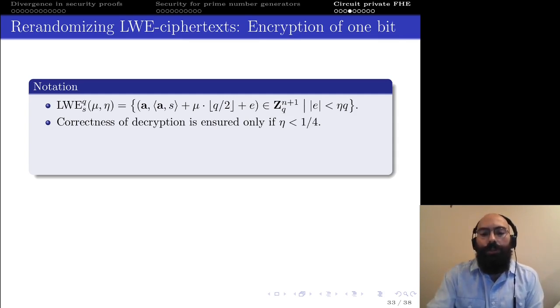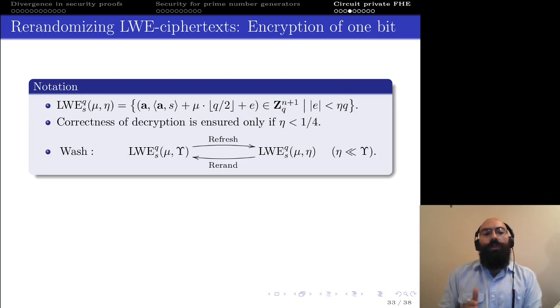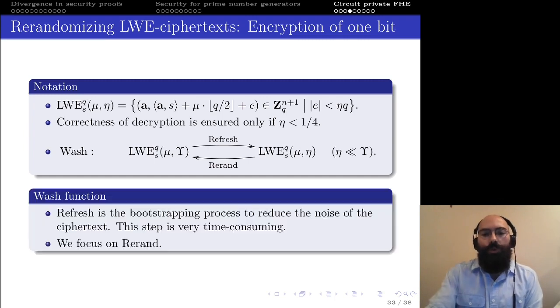Now, how does the washing machine work? We're going to have two sets of ciphertexts, one with the big noise and one with the low noise, and we're going to bounce back between the two of them. There are two parts of the function wash. The first part is the refresh function. That is only a bootstrapping process that reduces the noise of the ciphertext, and this is deterministic, and this won't inject randomness. And the second part, rerun, will re-increase the size of the noise, and that will inject randomness. So I'm going to focus on rerun.